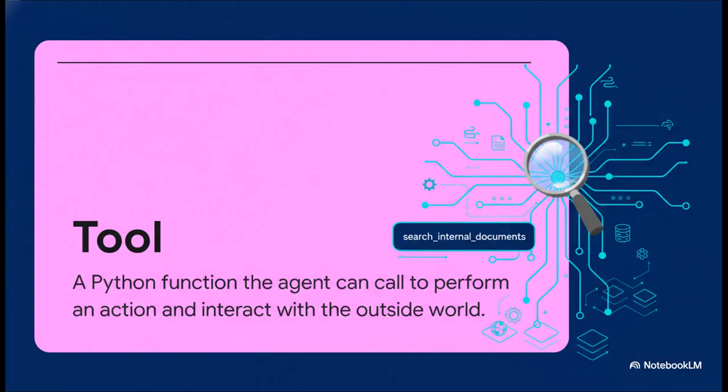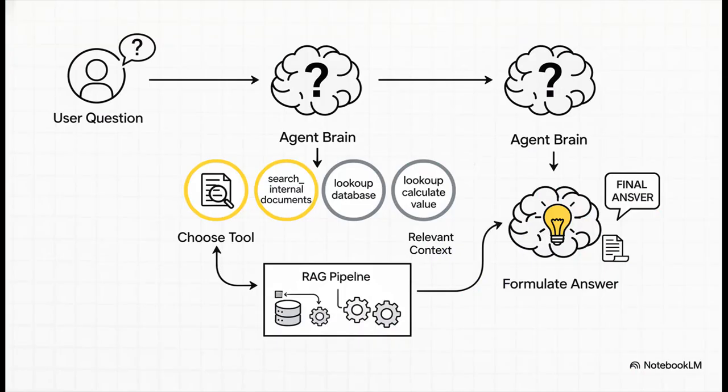So what is a tool, anyway? It's really just a function, in this case a Python function, that the agent can call to do a specific job. That whole sophisticated RAG pipeline we just designed, with all its fancy chunking and re-ranking, it all gets bundled up into a single tool, something the agent can call on, maybe named search_internal_documents. And this is the final piece of the puzzle.